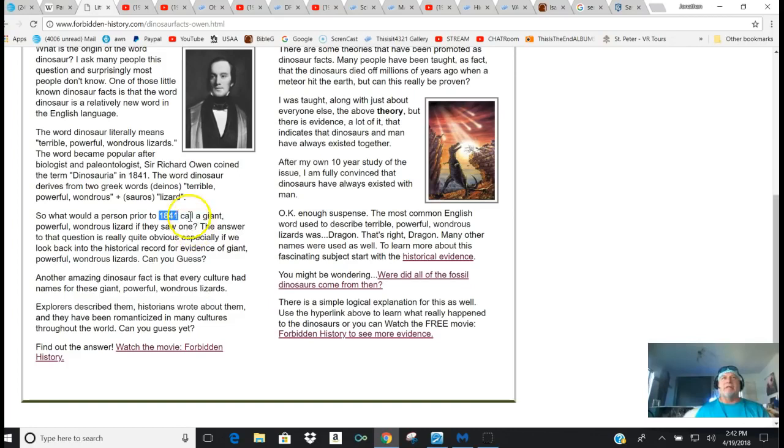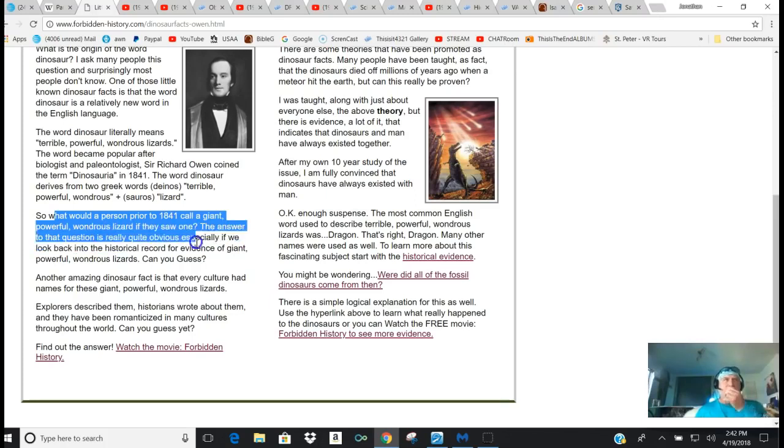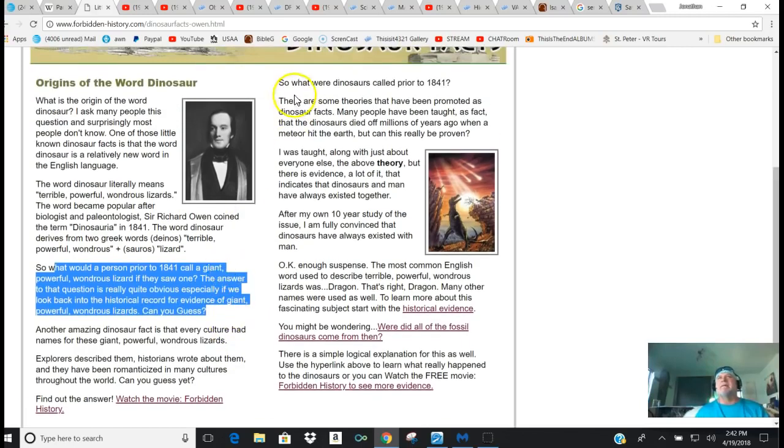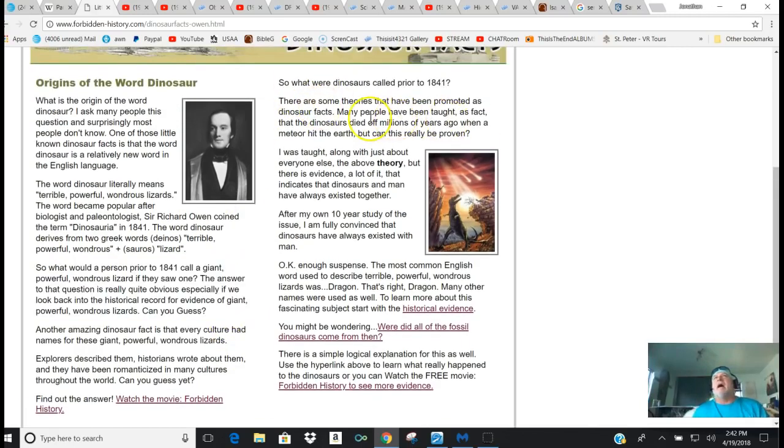So what did they call dinosaurs before that? So what would a person prior to 1841 call a giant, powerful, wondrous lizard if they saw one? The answer to that question is really quite obvious if we look back into the historical record for evidence of giant, powerful, wondrous lizards. Can you guess? Yes, I can guess. So here we go. Let's see.